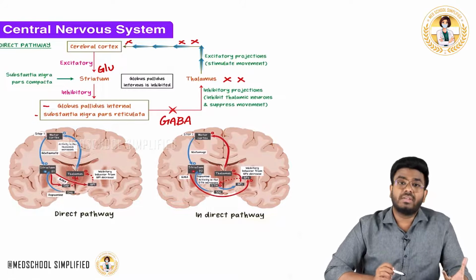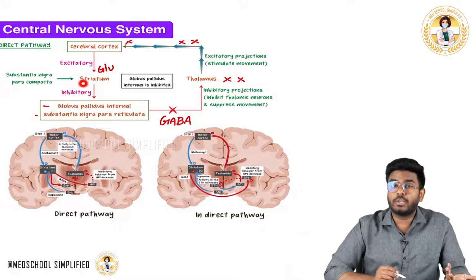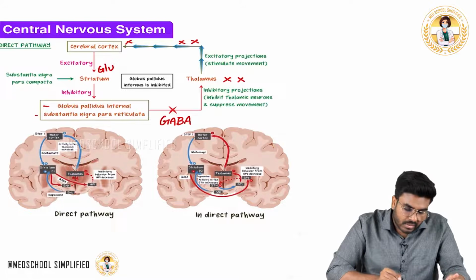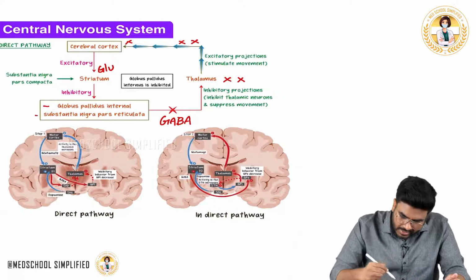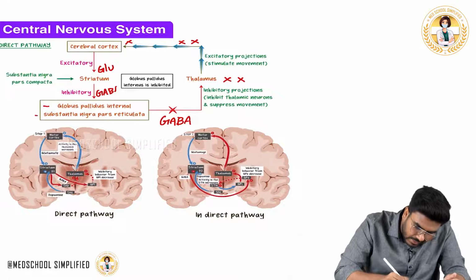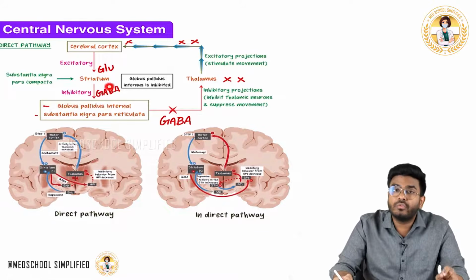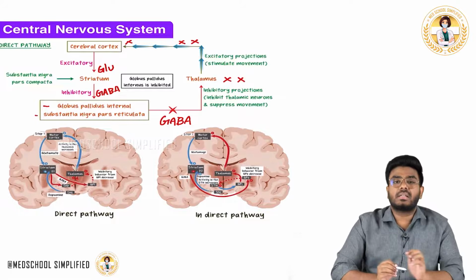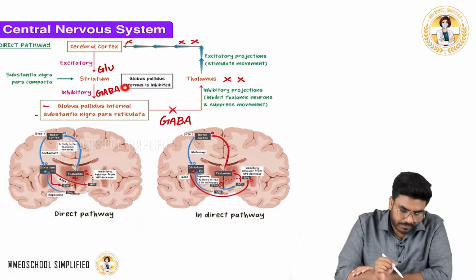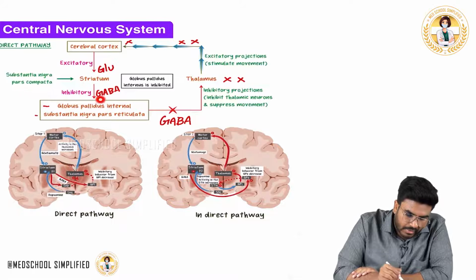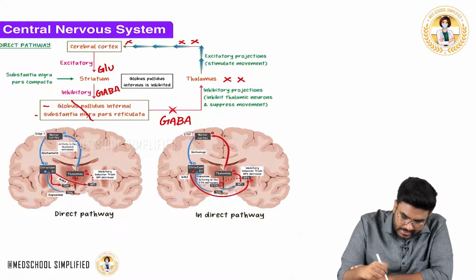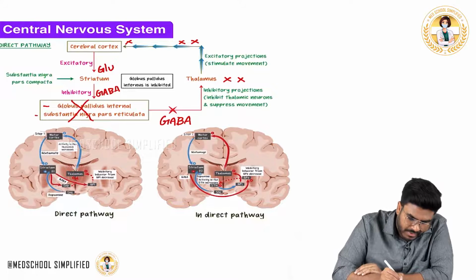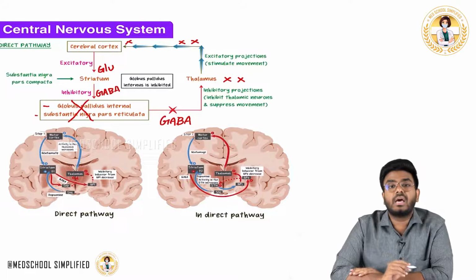Now the striatum is activated. What does the striatum consist of? Putamen and caudate nucleus, and now they are activated. The striatum releases GABA onto the globus pallidus internus and substantia nigra pars reticulata. Whenever GABA is released by the striatum, the globus pallidus internus and substantia nigra pars reticulata are inhibited.